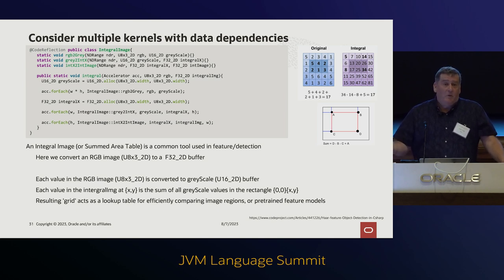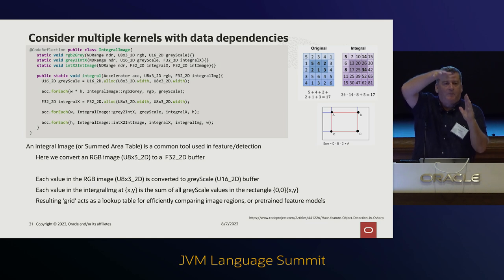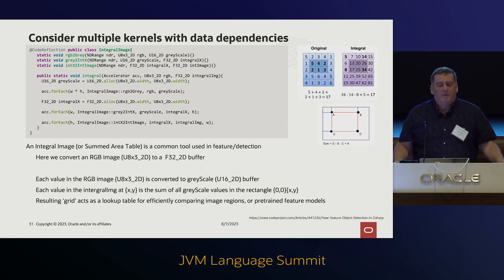So it's an extraordinarily common utility that we quite often build. It's made up of three kernels. The three kernels are: we convert the image from RGB to grayscale, we compute the X portion of the integral image, and then we compute the Y version of the integral image.